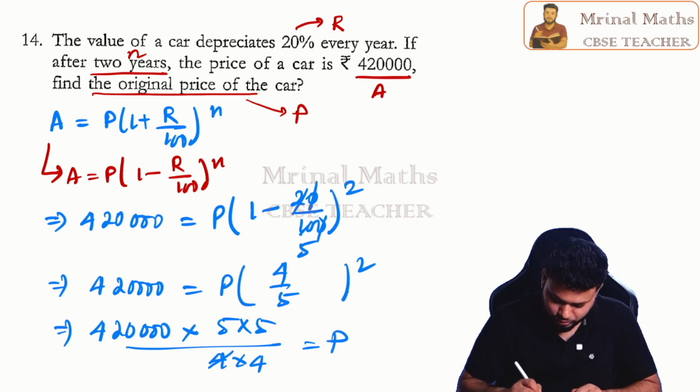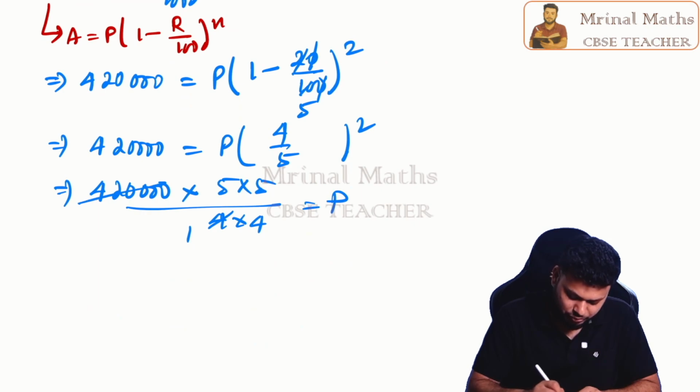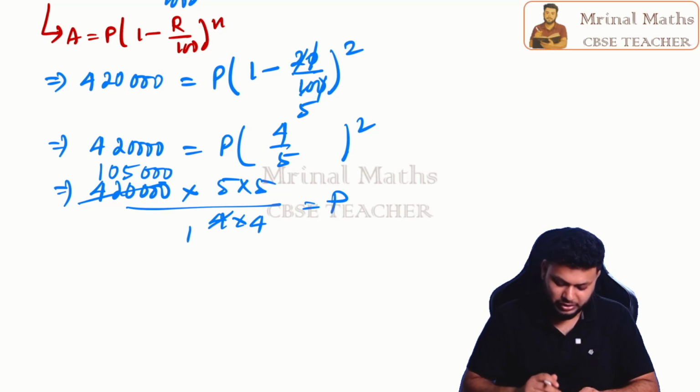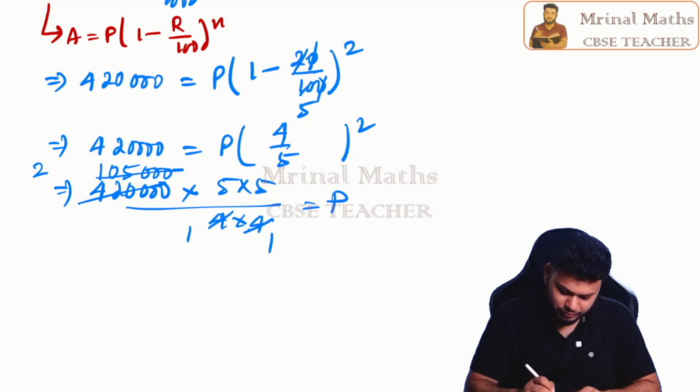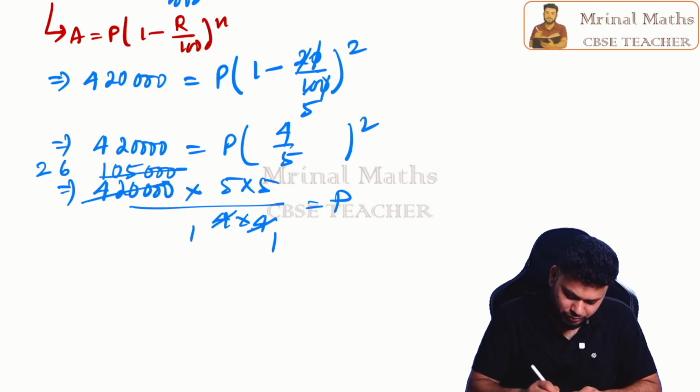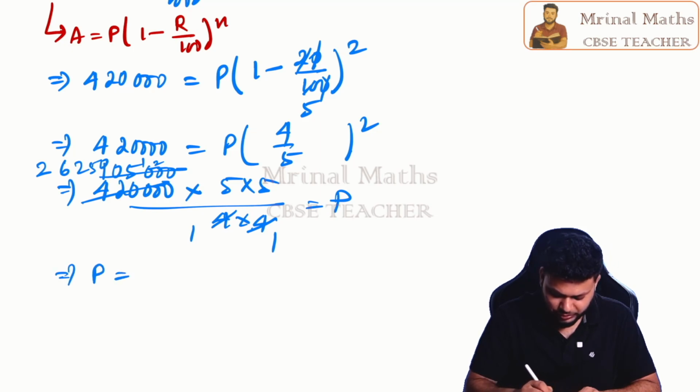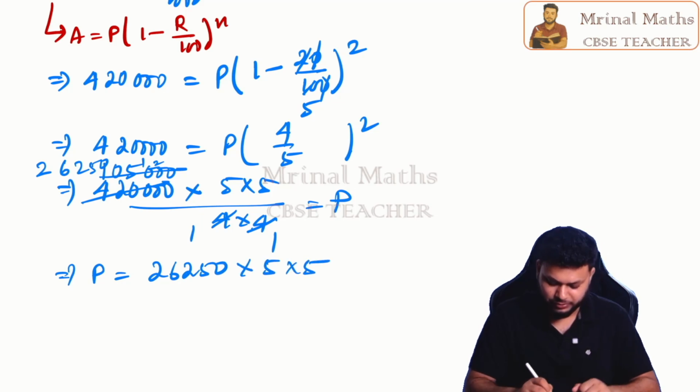Okay, so 4 ones are 4, 4 ones are 4, 0, 4 fives are 20, 0, 0, 0. Again, 4 ones are 4, 4 twos are 8, 4 sixes are 24, carry of 1, 4 twos are 8, carry of 2, 4 fives are 20, 0. So P equal to 26250 into 5 into 5.